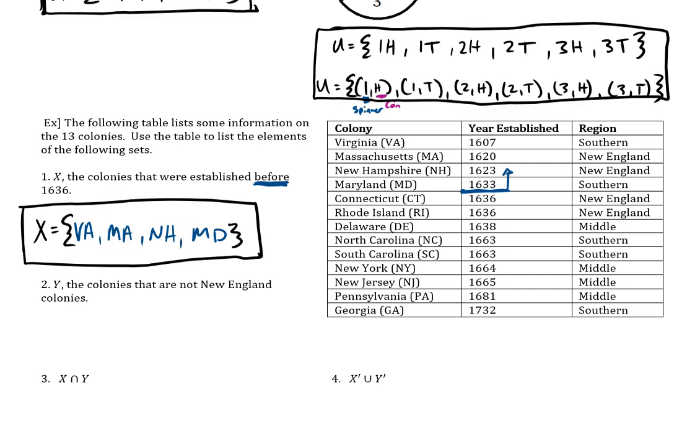All right, nice. Okay, so just be careful of the language. Before 1636, if it said established in 1636 or earlier, then you would include Connecticut and Rhode Island.